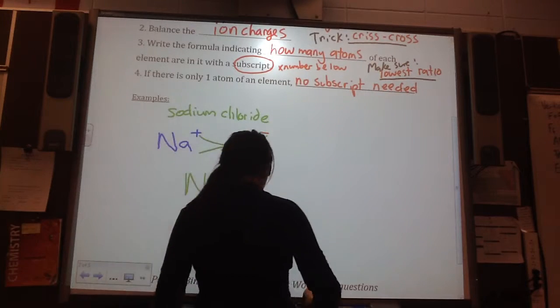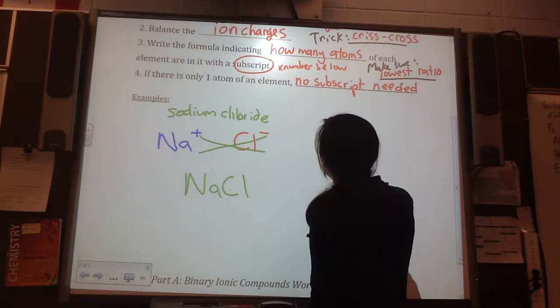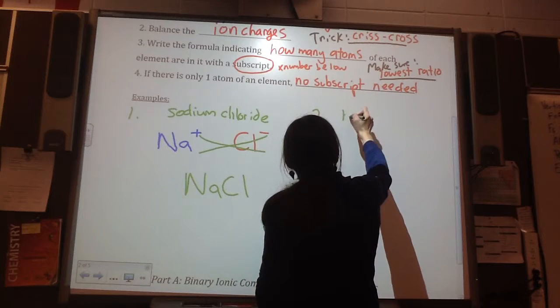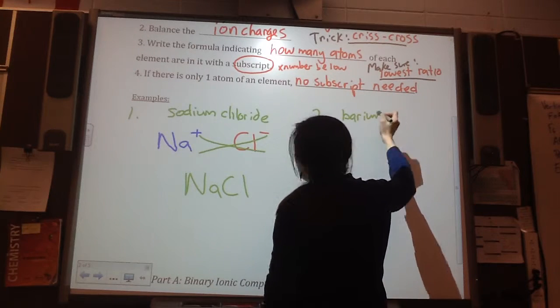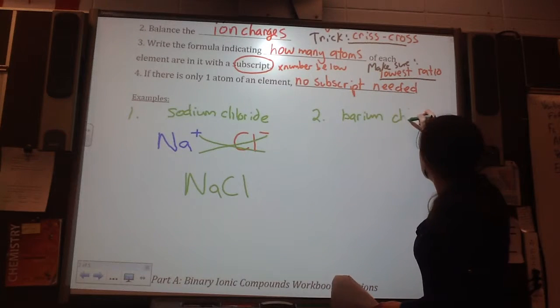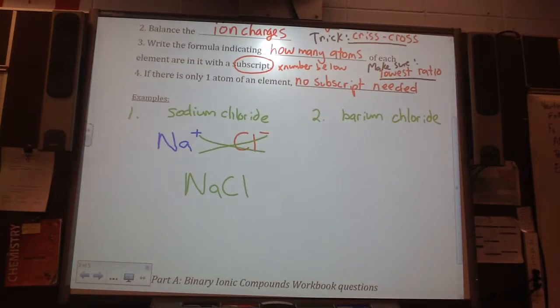Okay, this will be more clear with another example too. So let's say that was example 1. Let's do example number 2. Let's say we have barium. What was from your workbook? What did you have? It was barium what? Barium sulfur. No, I don't want to do that. Okay, let's do barium chloride. Actually, let me see your workbook first. I want to do one of these. Okay, so barium chloride.